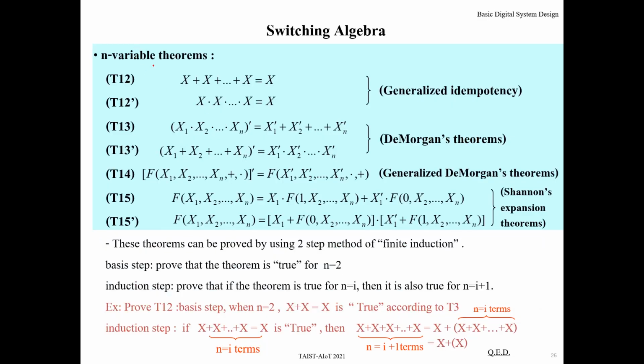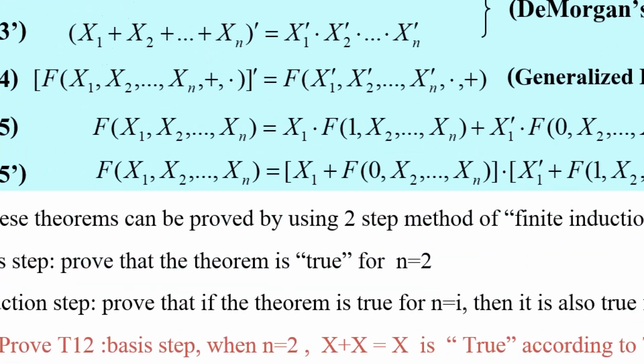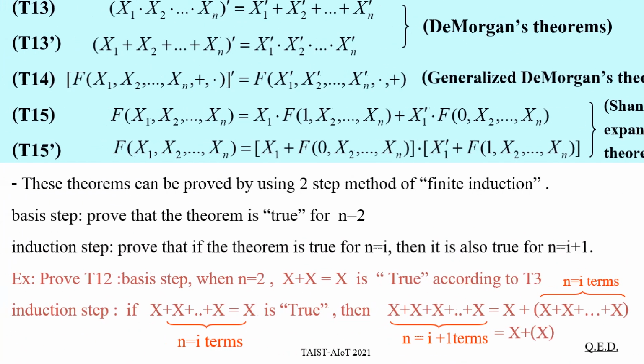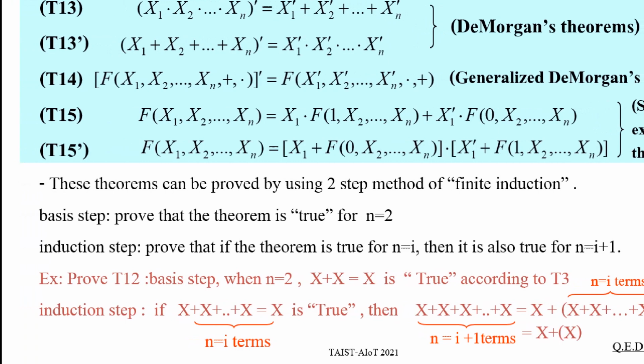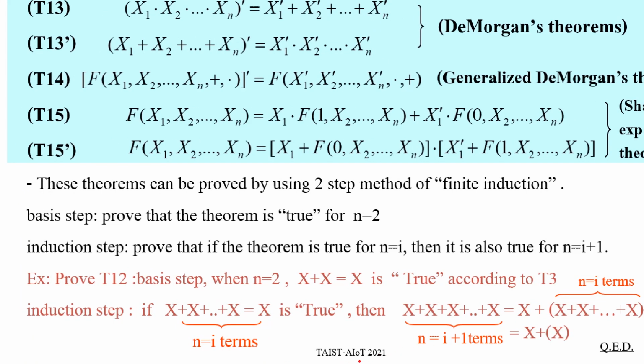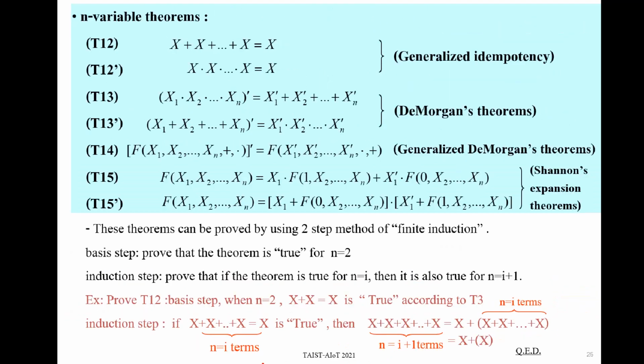Next, to show the theorem for many variables. For example, x plus x plus x plus x, okay, equal to x. X and x and x equal to x, okay, something like this. Okay, you can prove. How to prove? You can prove by using finite induction. Finite means the number of terms. The number of x is a finite number, okay, not infinite.